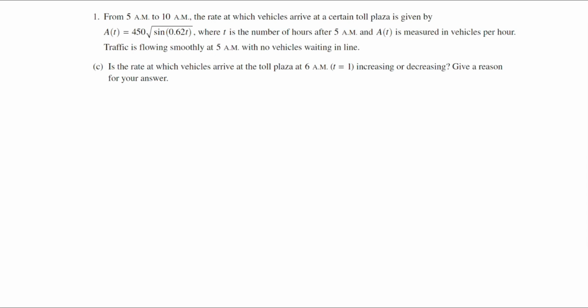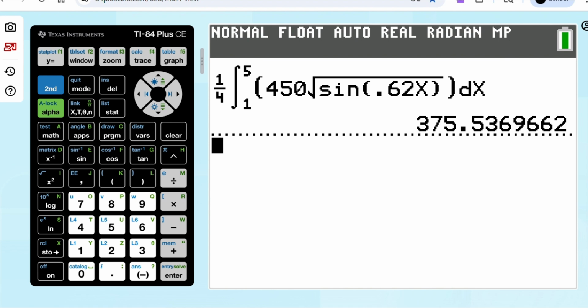For part C, it wants to know, is the rate at which the vehicles arrive at t equals 1 increasing or decreasing? So our function that represents the rate is A of t. We want to know if that function is increasing or decreasing at t equals 1. So to determine if a function is increasing or decreasing at t equals 1, we just find the derivative of it at 1. And since our calculator can do this for us, and this is a calculator question, we'll just go to our calculator and have it evaluate our derivative at 1.